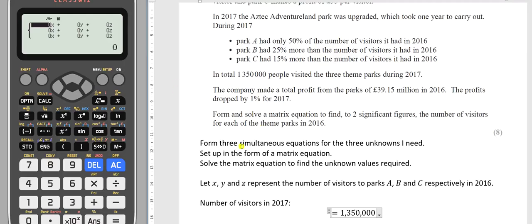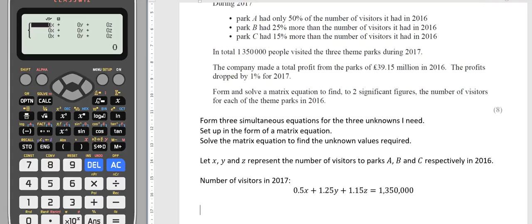Now, X, Y, and Z represent the number of visitors for each park in 2016. I can use these 3 bullet points to work out how that links to 2017. So there are only half as many in Park A. So 0.5 times X gives me the number of visitors to Park A in 2017. 1.25 times Y gives me the number of visitors to Park B. And 1.15 Z is the number of visitors to Park C. And there's my first equation.